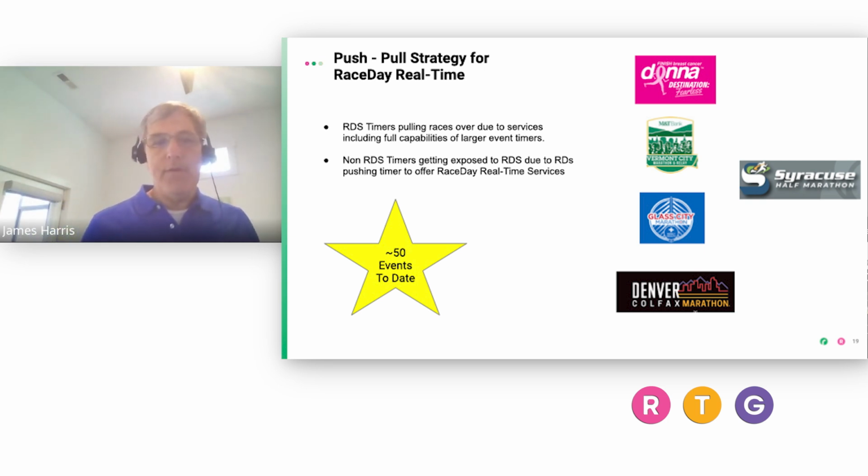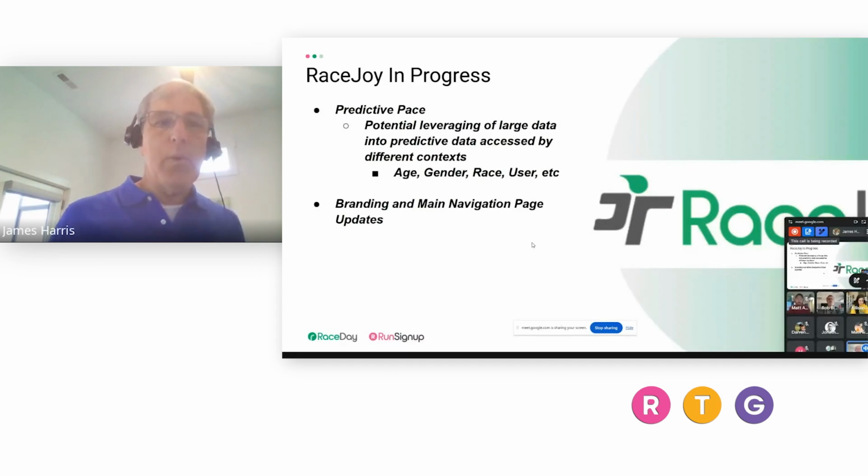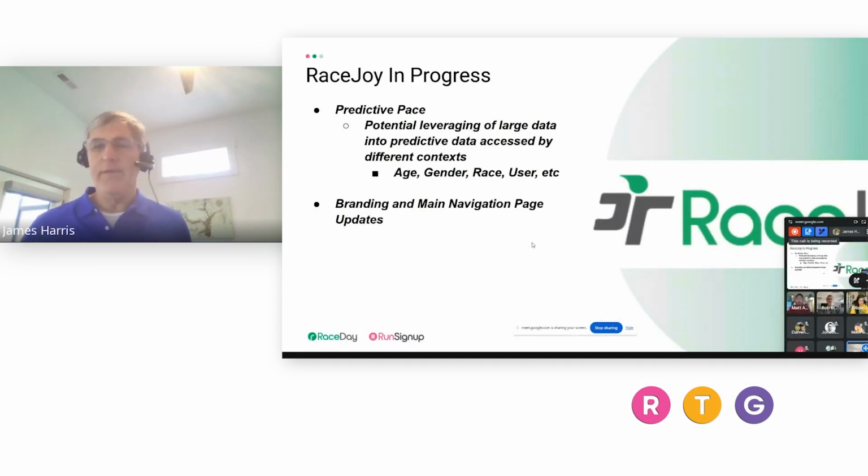And we've had 50 events to date use the RaceJoy integration. And then what we're working on right now is what we call predictive pace. This is where, if you don't have a lot of timing data, you can't put out New York Marathon style, every-mile equipment, we are going to provide an estimated position on the map.